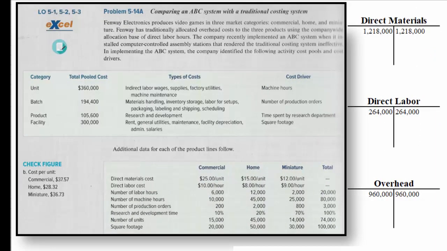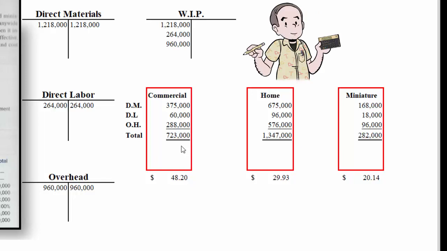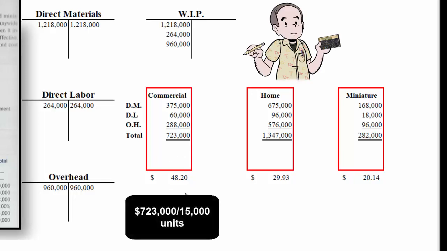We got our materials cost from the schedule. For example, the commercial units, it's 25 bucks per unit times 15,000 units. We got our labor costs from that schedule. For example, the commercial, we pay our workers 10 bucks an hour, and they spent 6,000 hours on it. So we add up all our materials, labor, and our overhead, and the commercial unit looks like it costs us 723,000. We divide it by the 15,000 units, and it looks like it costs us 48.20.